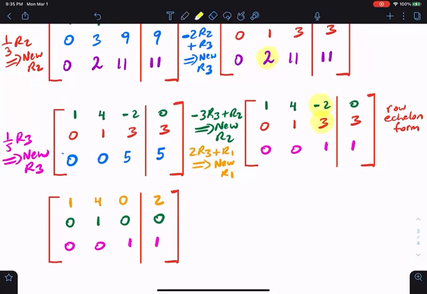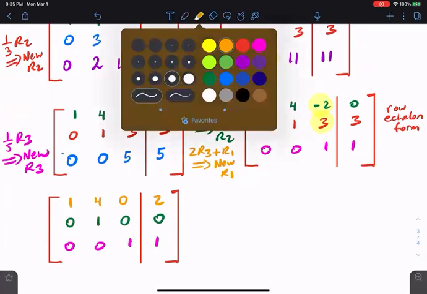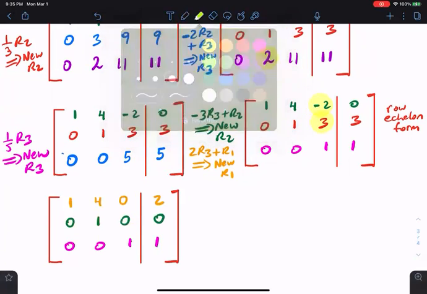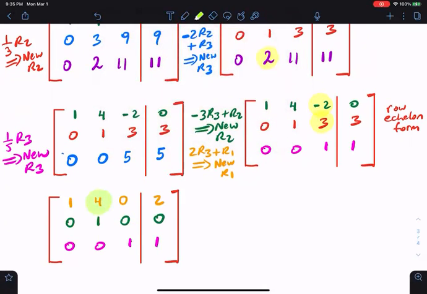Now, the next target will be to try to get rid of this number, because that's the last non-zero entry that isn't a 1. So I need to get rid of that. So how can I do that? Very simple. I need to multiply -4 times row 2. So -4 row 2 plus row 1, and that will give me new row 1. And once I achieve that, then I'm done with the Gauss-Jordan elimination, right? So let's do that.